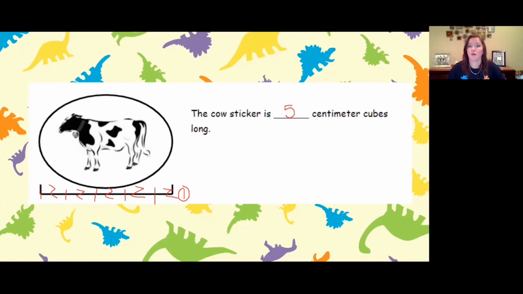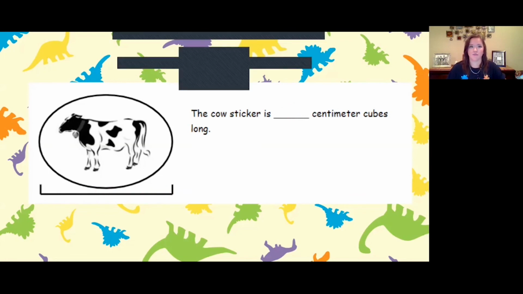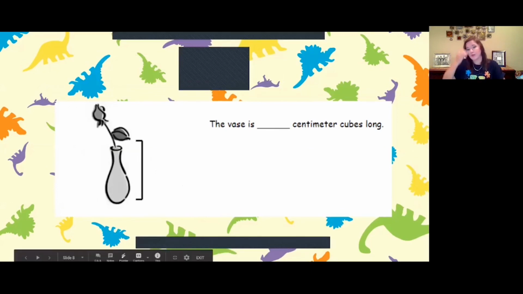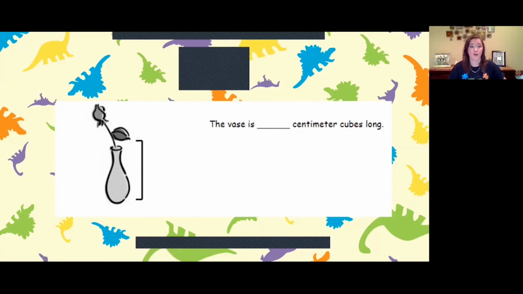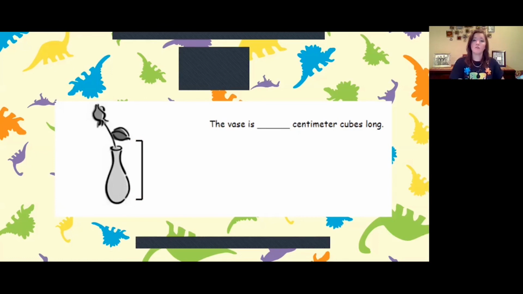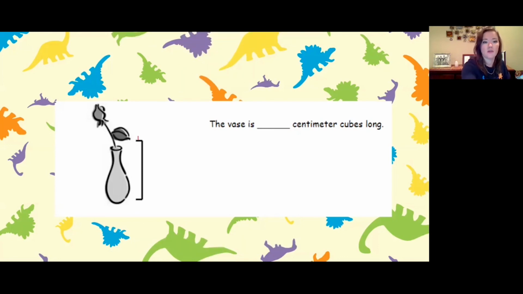Clear this, and we're going to do that again. All right, so now here's this one. It says, the vase is blank centimeter cubes long. Okay, so what's the first thing we need to look for? Our endpoints. Nice job. So where are our endpoints? They're right here, right here, right? Okay, so let me clear that, and I'm going to do the same exact thing. I'm going to take my manipulative and mark where I get it. I'm starting at this endpoint right here. Mark it like this. That's our first one.